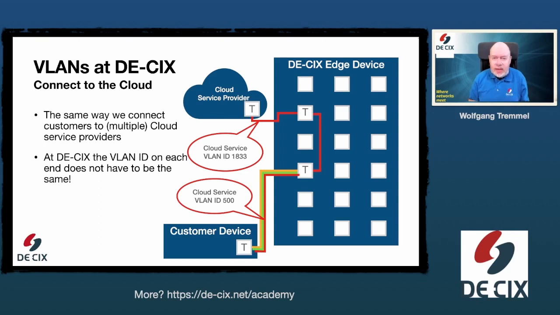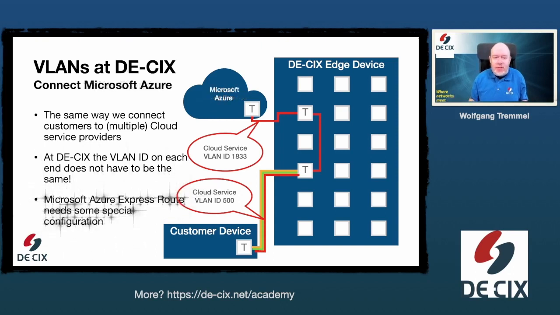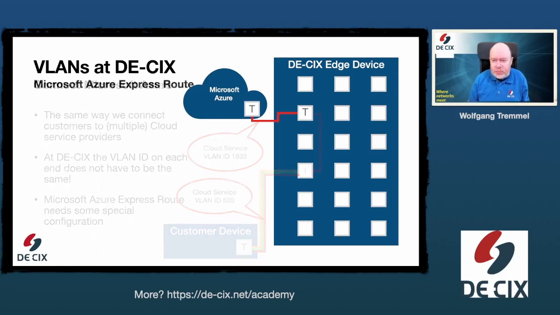But since cloud providers often have their own VLAN ID range, we translate the VLAN ID within our infrastructure. So for cloud services, the VLAN ID doesn't have to be the same. Basically, the same is true for peering services. Customers can select their own VLAN ID on which VLAN ID they would like to receive which service. Now, out of the cloud providers, Microsoft needs a little bit of a special configuration. Let's have a look how that works.